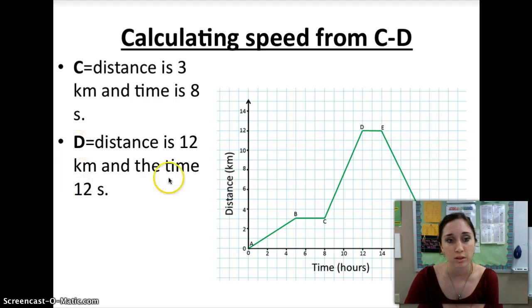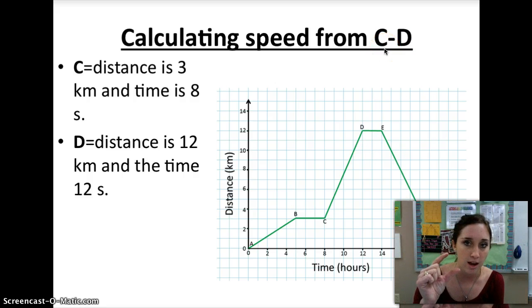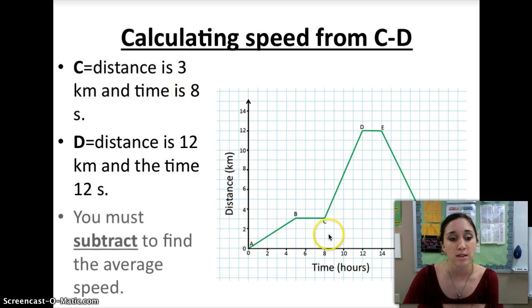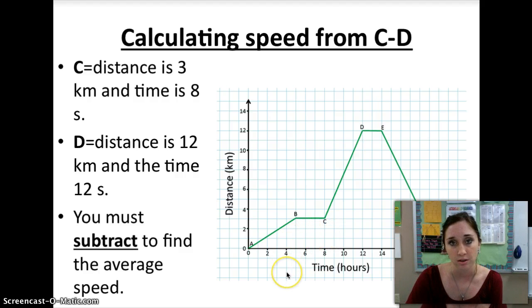So what do I do with these numbers that I have here? I have 4 different numbers: 3, 8, 12, and 12. What you need to do is think about what's going on in that little time. From C to D, what is my speed? You have to subtract those two. You're trying to find the difference. You have to subtract your distance and you have to subtract your time. So you must subtract to find the average speed here.